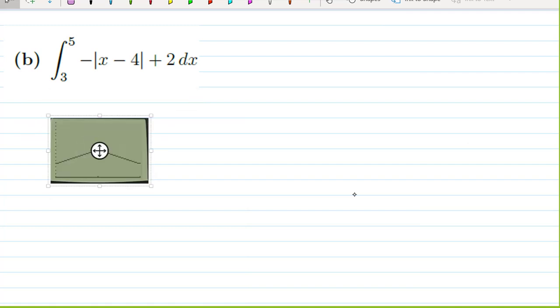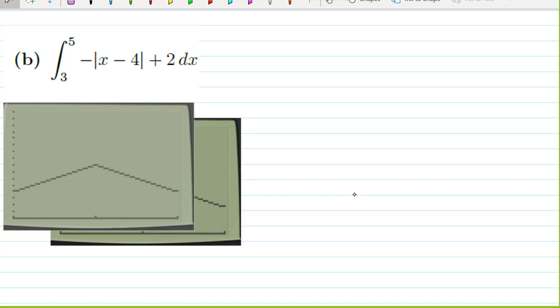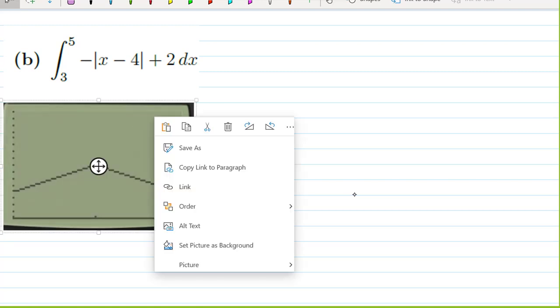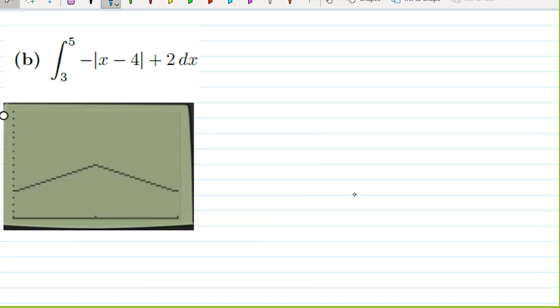So this is an example of a compound figure. So I've got a couple of different things. I know this is 3 and I know this is 5. So the distance from here to here is going to be 5 minus 3, which is 2.